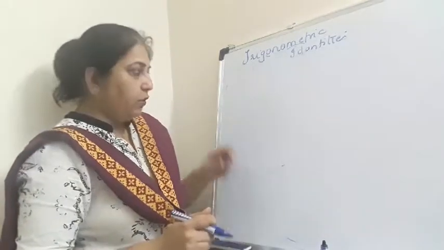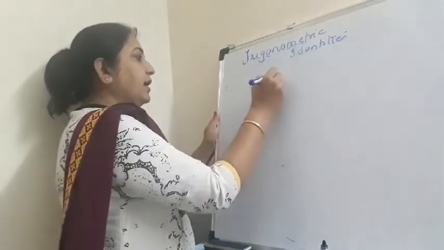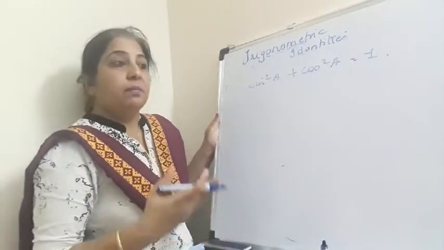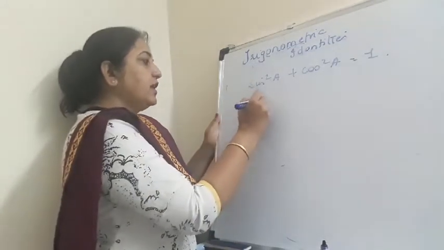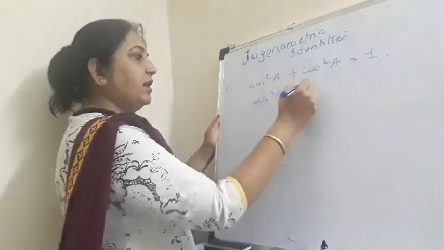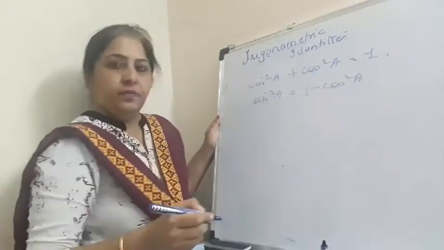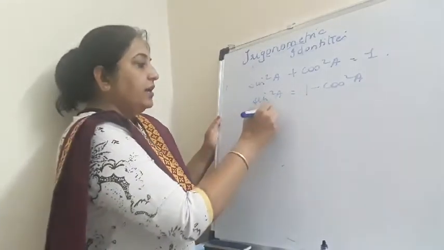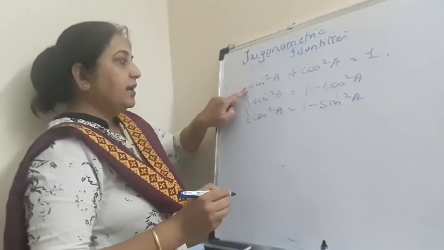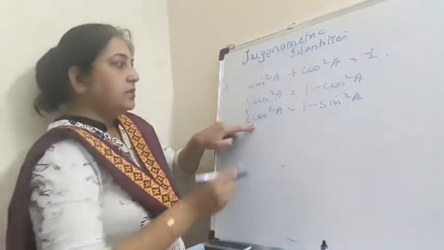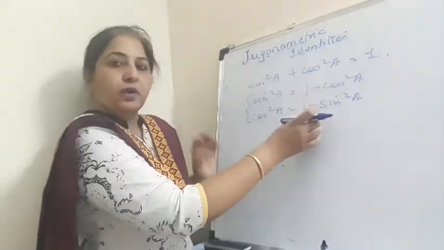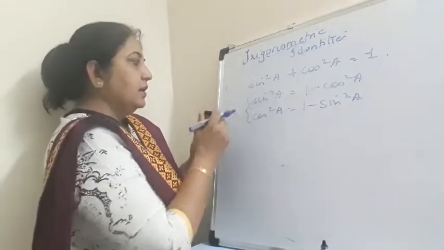Right? Now one thing more I want to tell you. Sin square A plus cos square A is equal to 1. Now in some cases we might need the value of sin square A. So what will it be? From this identity, sin square A will be 1 minus cos square A. Fine? Then if I need cos square A, I can write 1 minus sin square A. So from this identity we get two more equations: sin square A is equal to 1 minus cos square A, and cos square A is equal to 1 minus sin square A, right? This is 1.